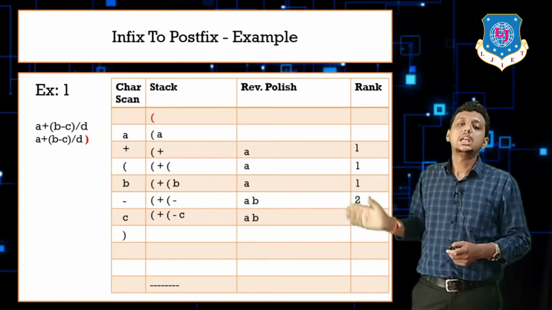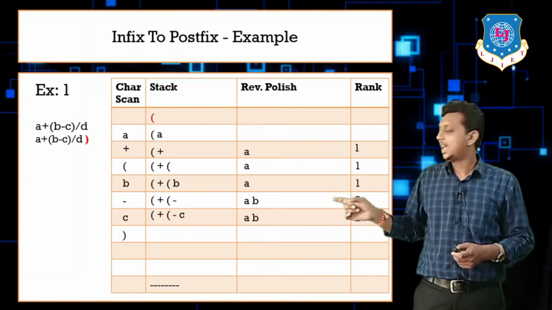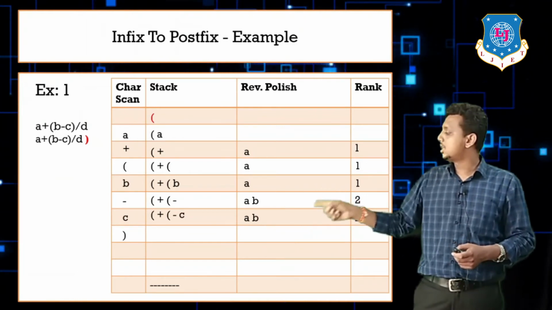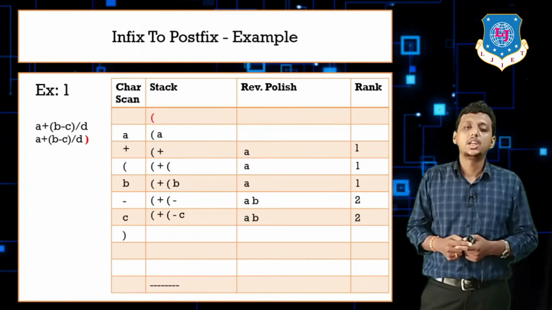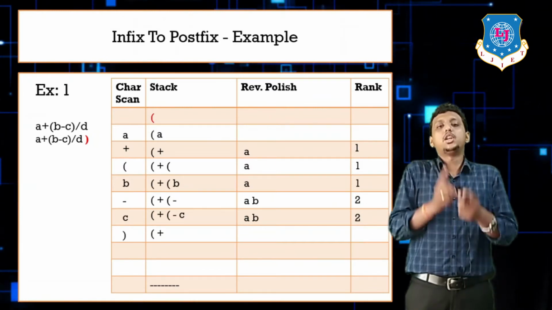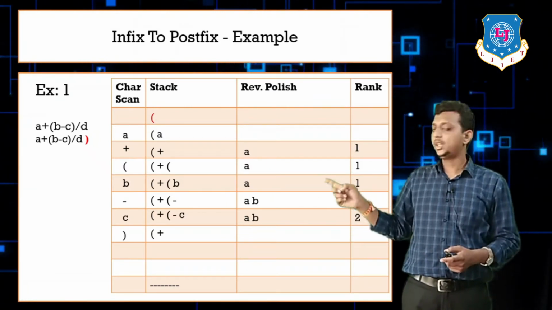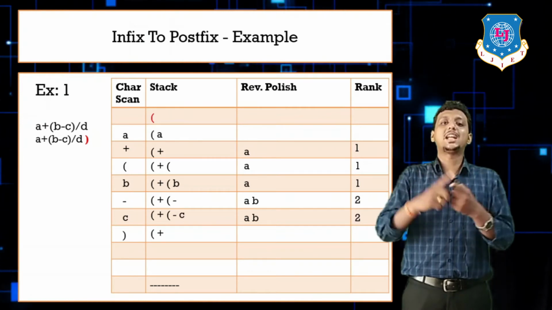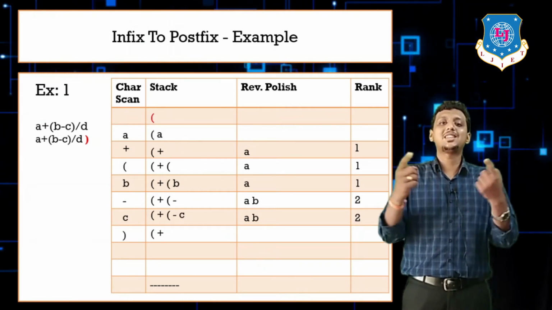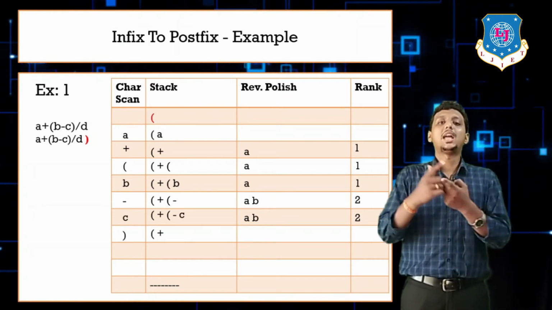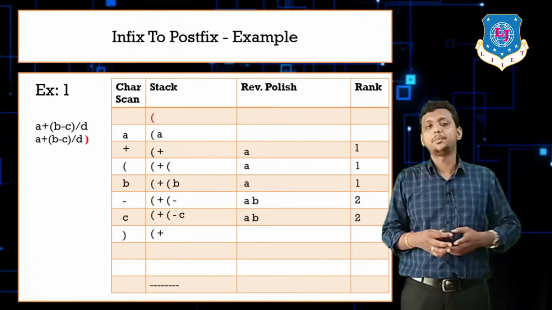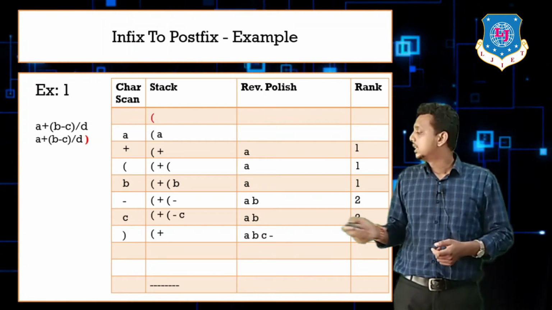Combine with AB, it becomes ABC minus, and that closing one, this opening one, both get cancelled out. So it becomes only one opening and plus. So what about the opening? See, opening and closing both get cancelled out because both have the same precedence. Okay. So now next we have the ABC minus.